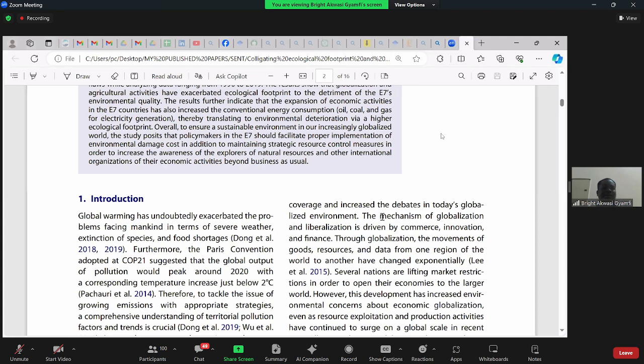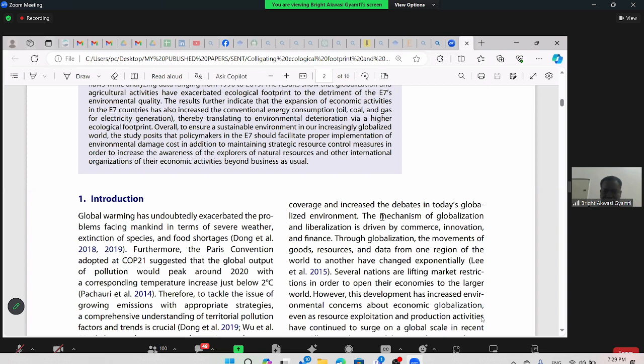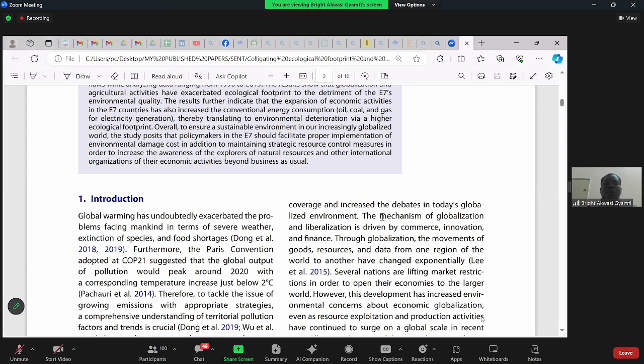About the problem statement. The problem statement is divided into two sections.